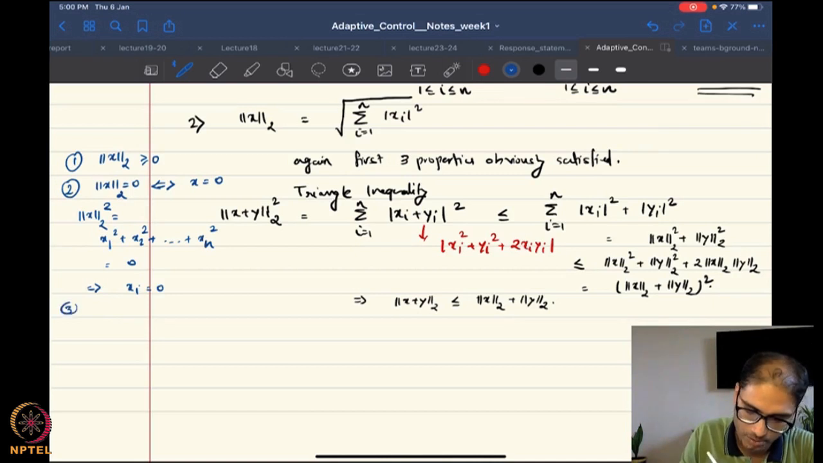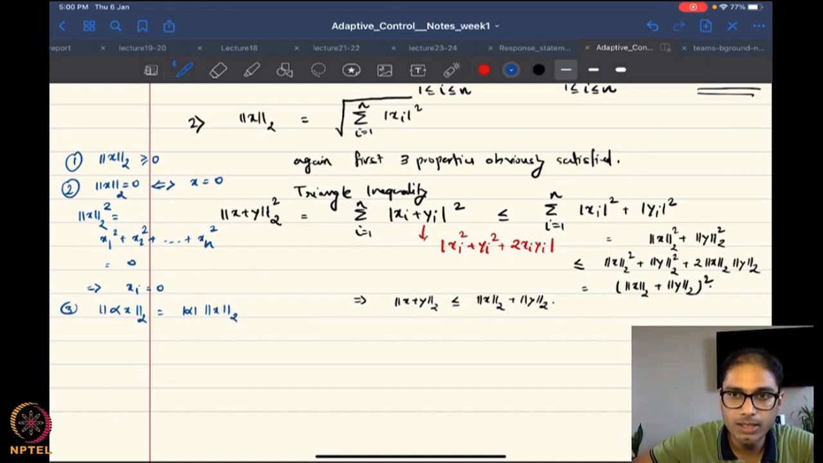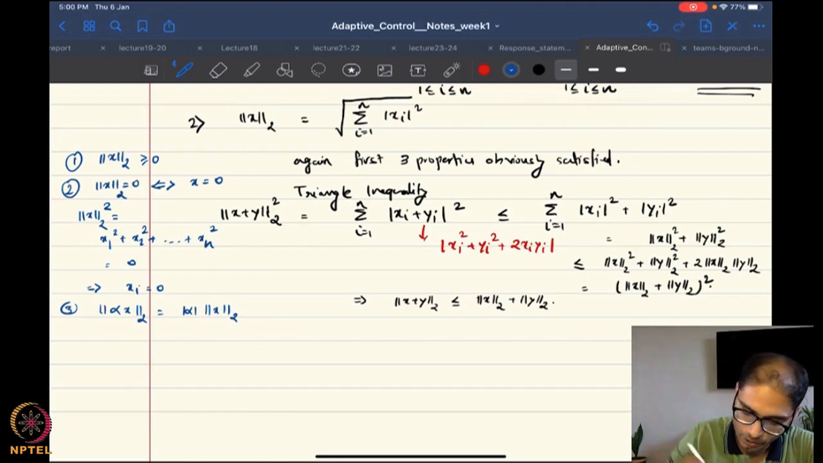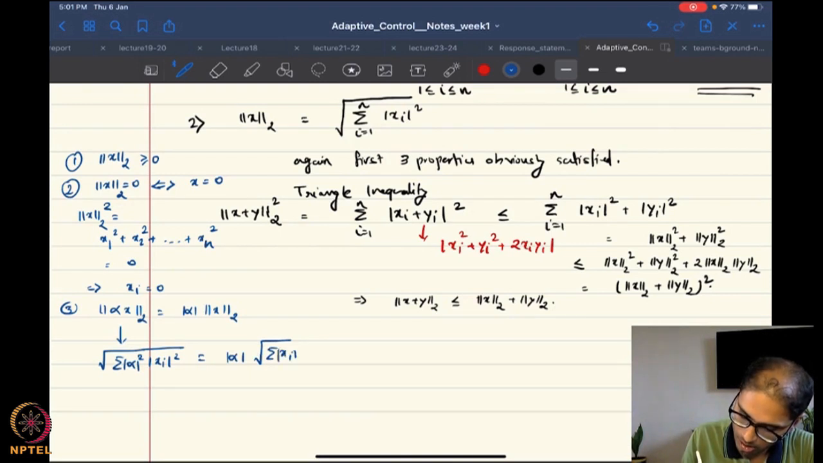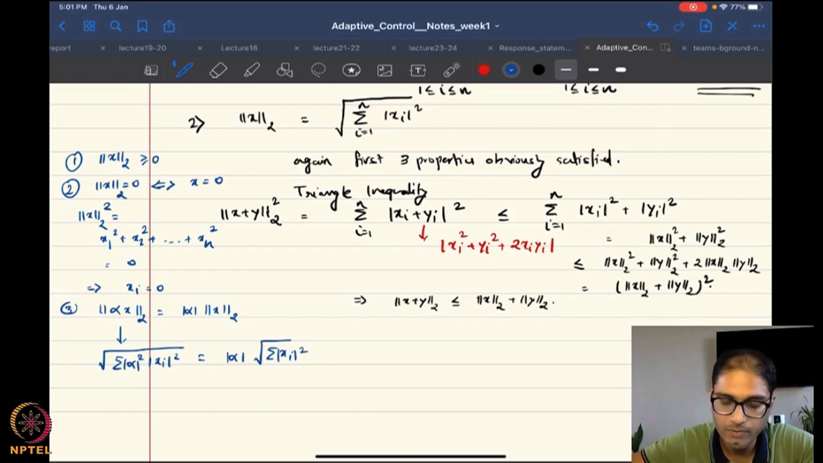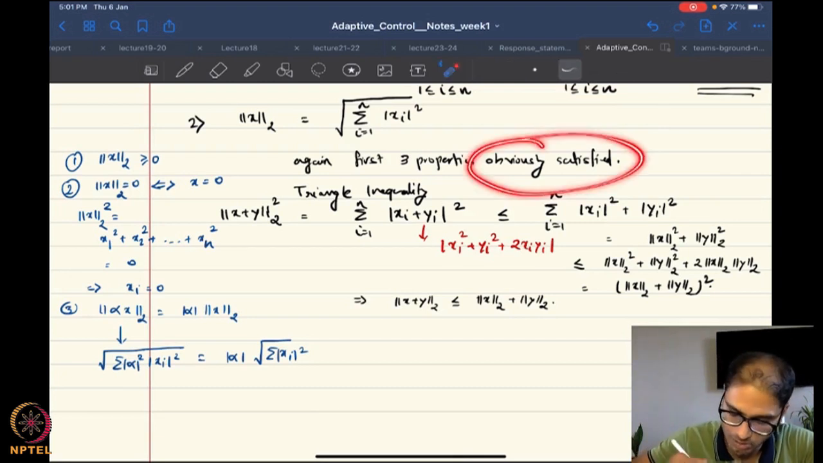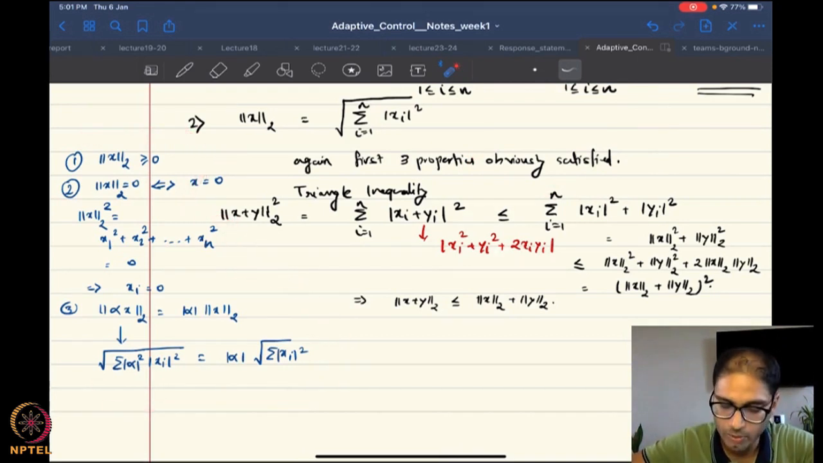Then you have the scalar multiplication property, which is that the two norm of alpha x has to come out like this. Any scalar multiplication has to come out like this. Now it should be obvious that this expands to the square root of the summation of alpha squared xi squared, and this is simply that. So that's it, we have proved this property. Very straightforward, which is why I said that they're obviously satisfied. But here you go, just to be clear, we have in fact proved it.